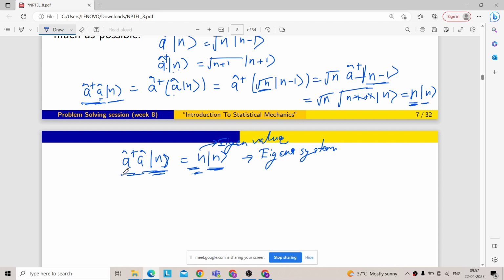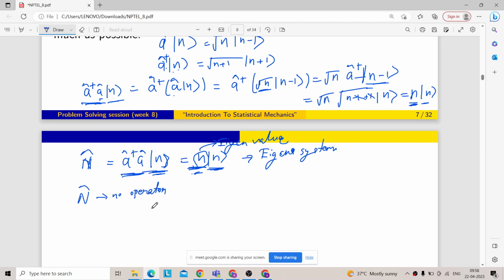So you see this operator acting on this state is spitting out the number of particles in that state, right? So we can name this operator the number operator. So it's spitting out the number of particles in the system. So this is the number operator.